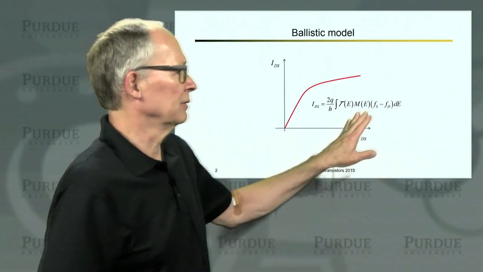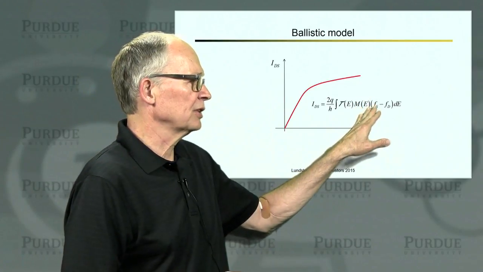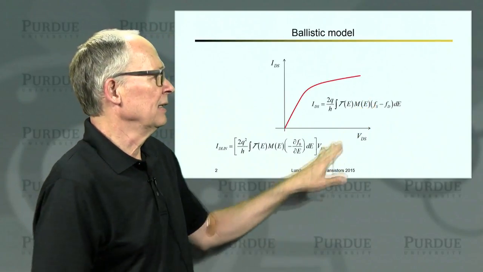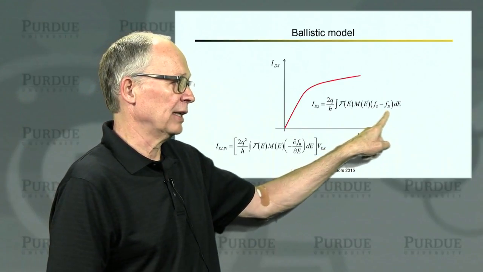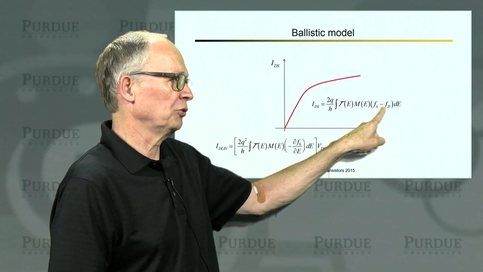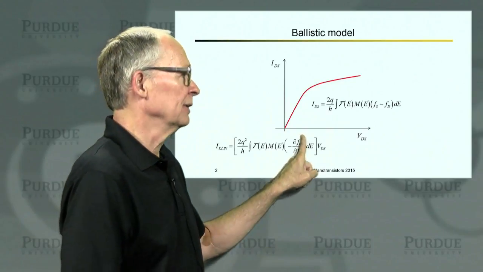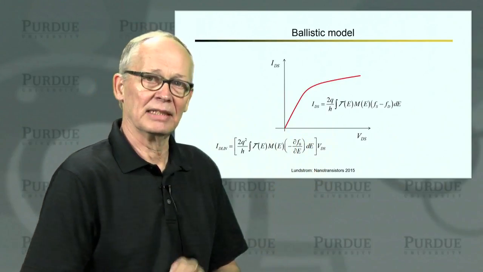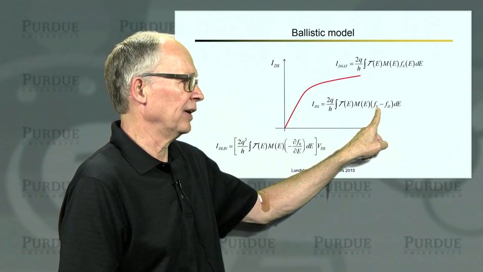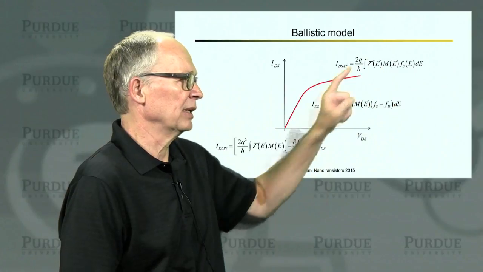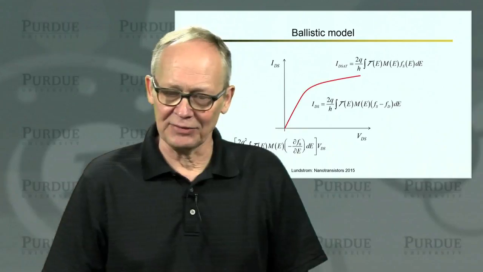Just by way of reviewing, we derived our ballistic model from the Landauer approach. This is the general expression. If we apply a small voltage between the drain and the source, we can expand F source minus F drain by a Taylor series expansion, and we get this classic expression for the conductance in the linear regime. And if we go to high drain voltages, then Fs is much bigger than F drain, and we get this expression.